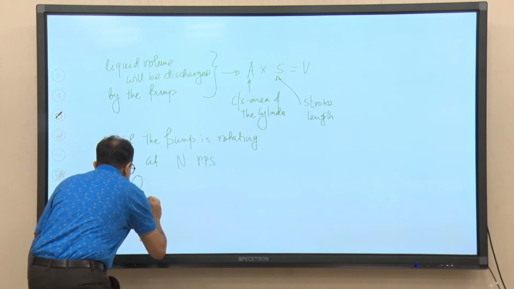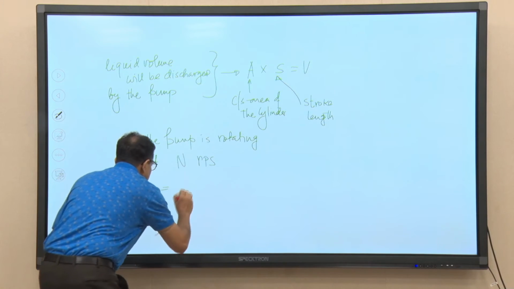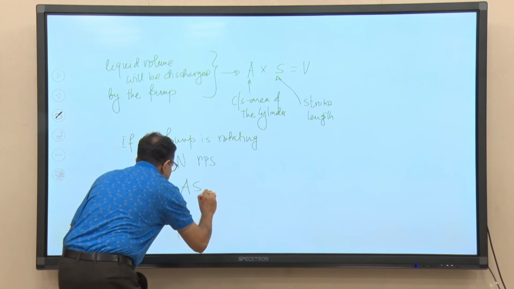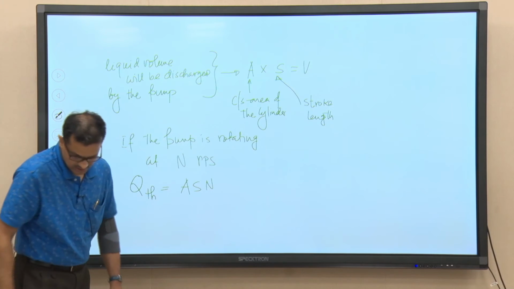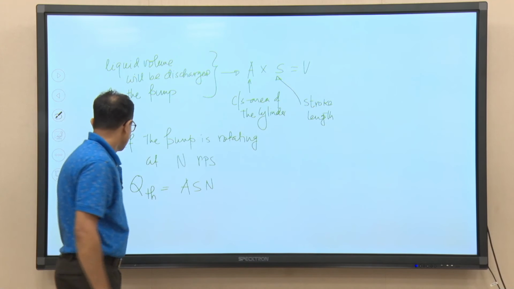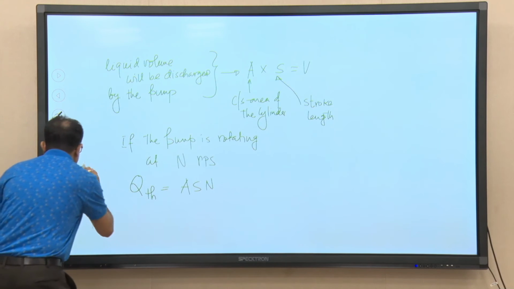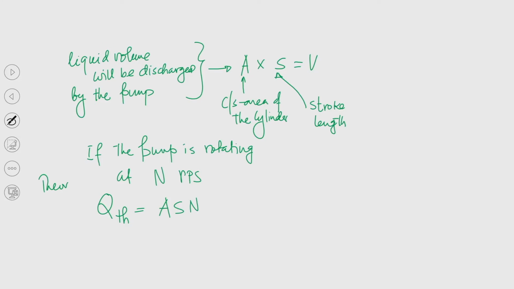Then Q theoretical should be A S into N, right. So, this is A into S into N, right. So, this is the theoretical discharge, right. So, these are very straightforward.